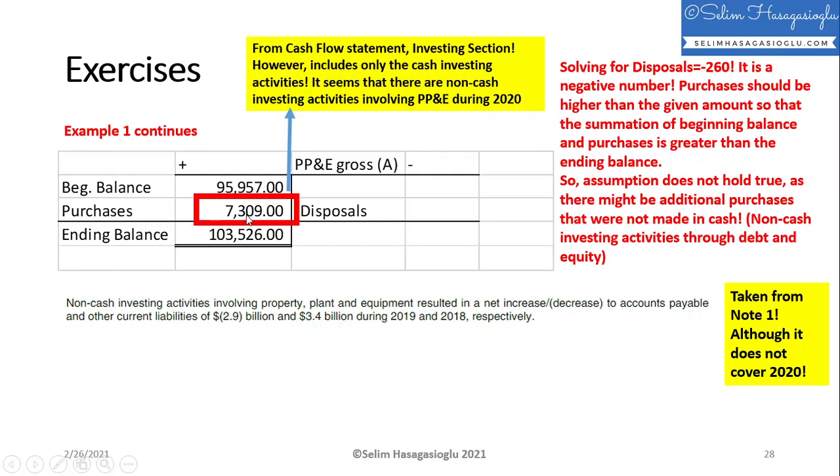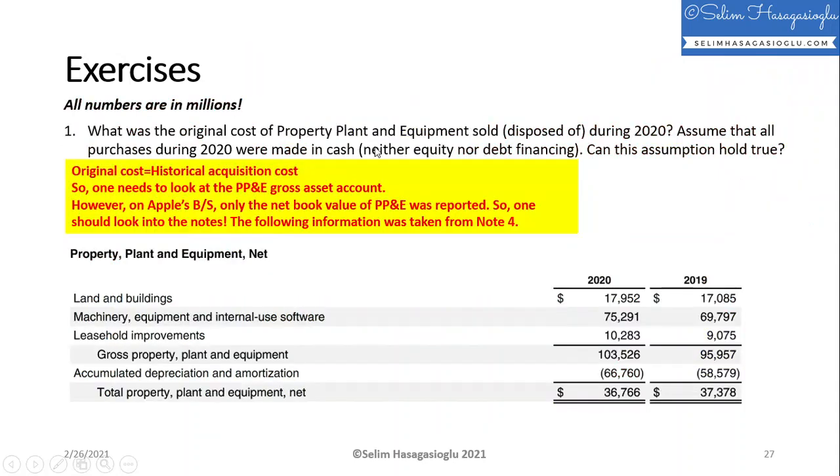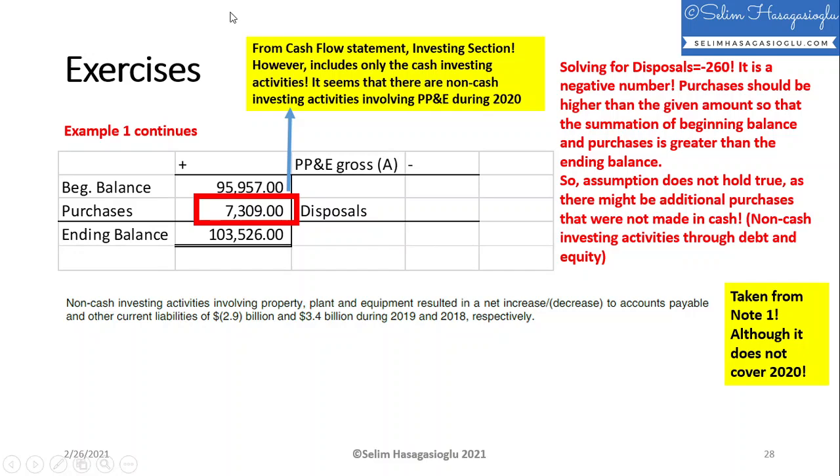And for purchases, actually, I have made another assumption. For example, actually, it was also written on the question. Assume that all purchases during 2020 were made in cash. If all purchases during 2020 were made in cash, then I should look into the cash flow statement, investing section. And again, from cash flow statement from the investing section, I have this number.